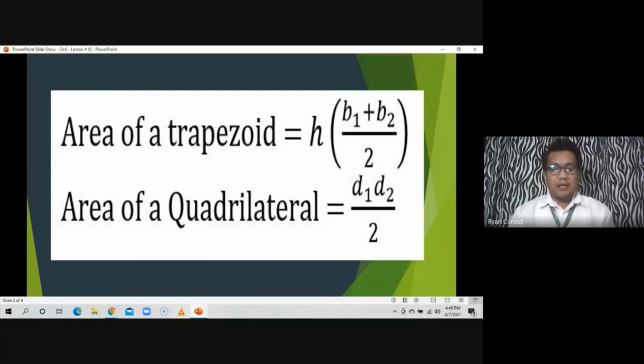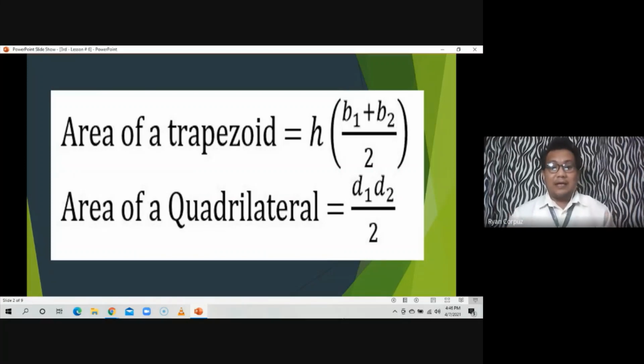So, but basically, the figures wherein we're going to make use of the formula for finding the area of a quadrilateral with perpendicular diagonals are figures like kite and rhombus. So now, ano pang hinihintay natin?